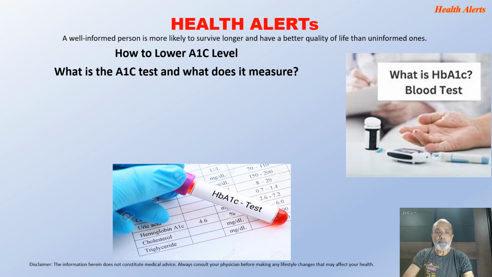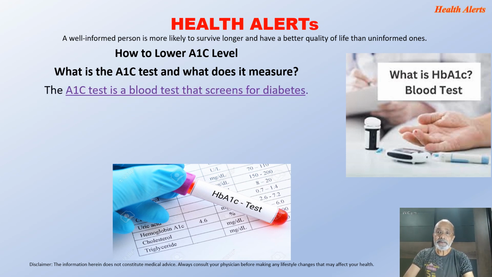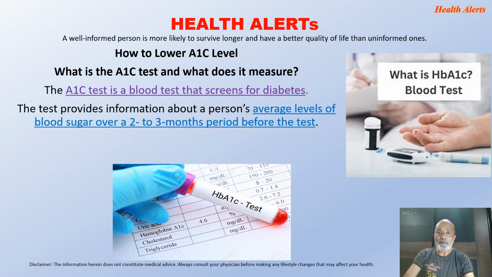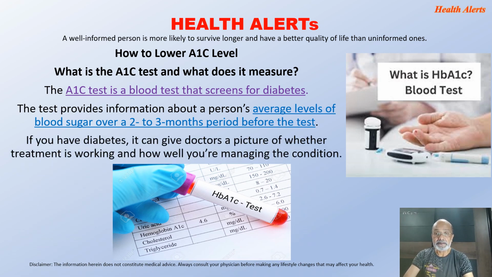What is the A1C test and what does it measure actually? The A1C test is a blood test that screens for diabetes. The test provides information about a person's average level of blood sugar over a 2 to 3 month period before the test. If you have diabetes, it can give doctors a picture of whether treatment is working and how well you are managing the condition.